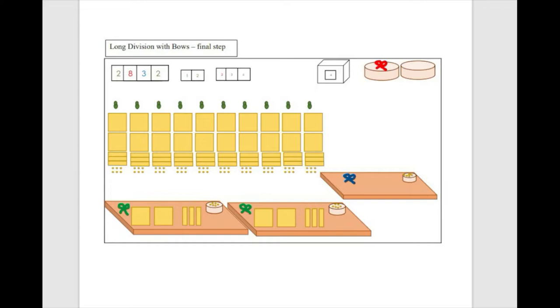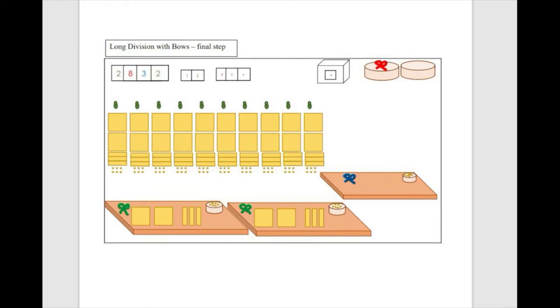So we call this division with bows because when I invite the children over and I tell them how many people they're going to be collecting for, they get different bows. The children who are collecting for just 1 person get a green bow, and the child that's collecting for 10 people gets a blue bow. Now, where have we seen this before? In the stamp game, you know that the units are green, and you know that the tens are blue. So the child with a blue bow is collecting for 10.